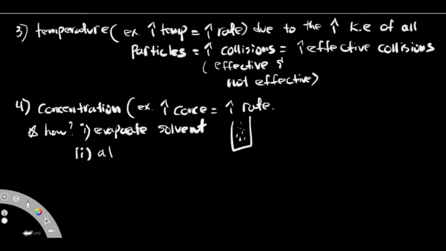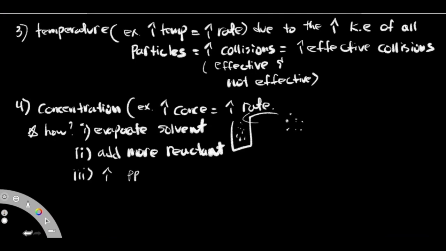Another way could be adding more reactant. And this is just by adding more of those salts, for example. So that's adding reactant. And another one could be increasing the partial pressure. Increasing PP, the partial pressure. Okay, how do we do this? Well, we can just compress it.